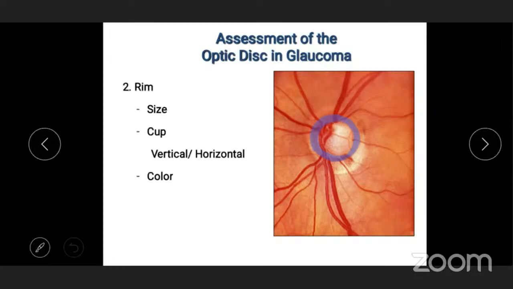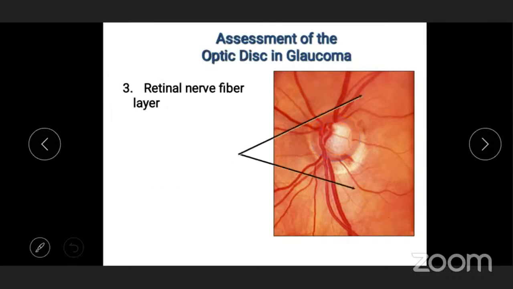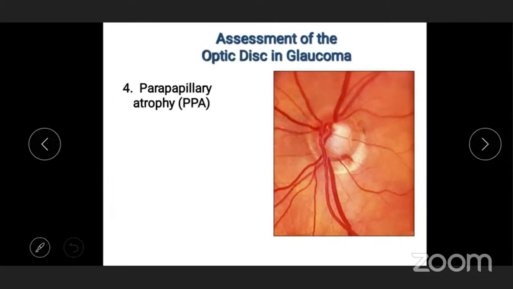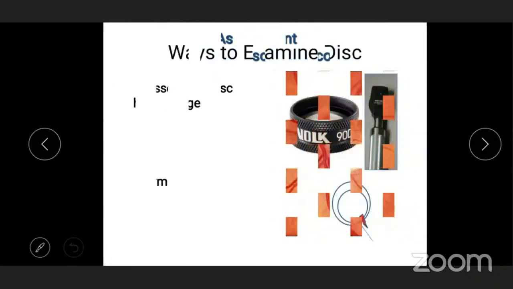The vertical one is the most important one in glaucoma. Keep that in mind, more than horizontal. And also in the rim, we look at the color. Third thing is the RNFL, like I said. The parapapillary atrophy, PPA in short, is the beta zone, which is more important. I'll come to that later. The hemorrhages, which may be hidden and subtle, so look for them carefully. The blood vessels, and of course, the asymmetry.